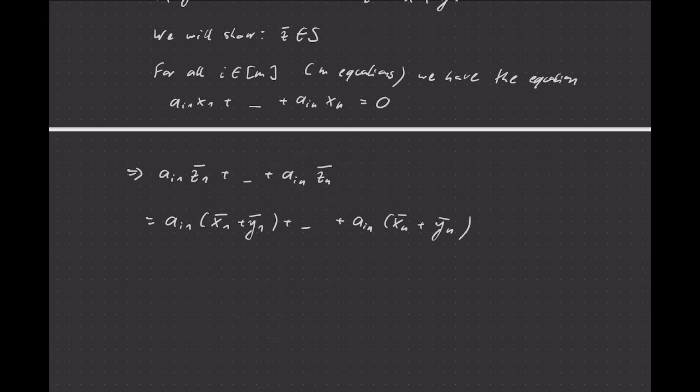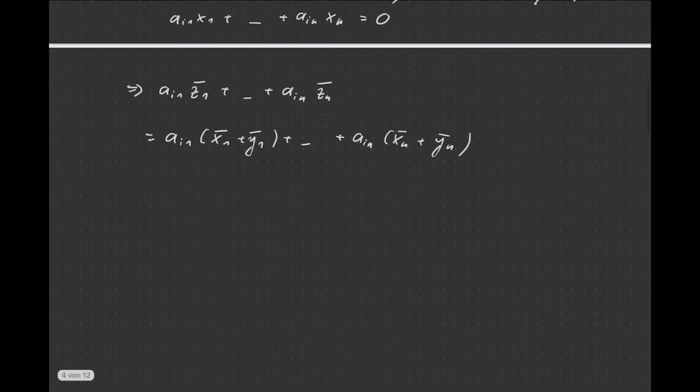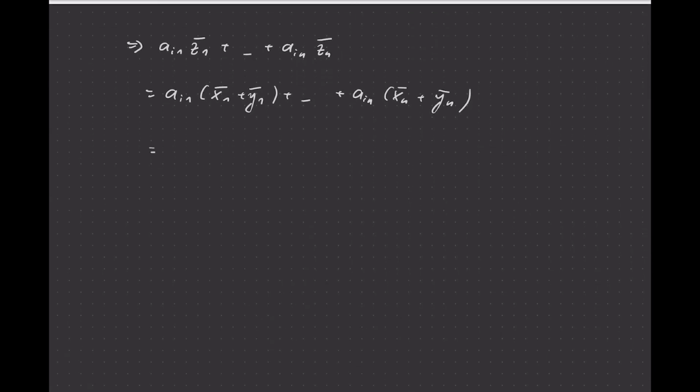Now we can rearrange that a little. Let's collect all the x terms and all the y terms together. If we do this, we get ai1 x1 bar plus the next will be ai2 x2 bar and so on up to ain xn bar. So that's the x terms. And then we have the y terms. It's ai1 y1 bar plus and so on up to ain yn bar.